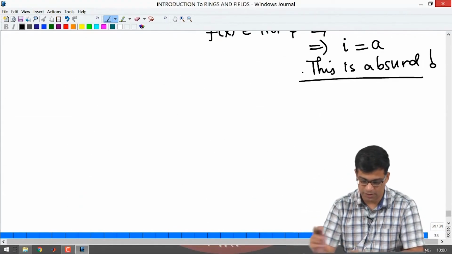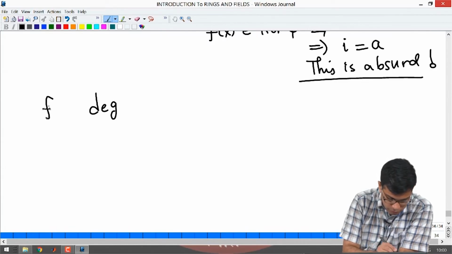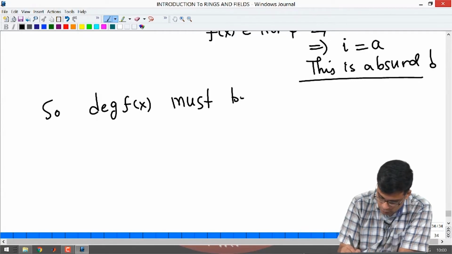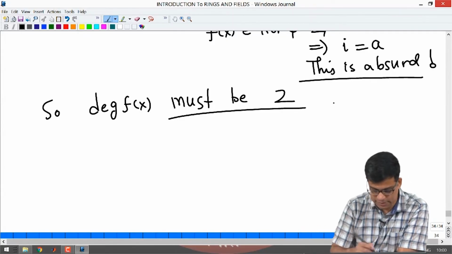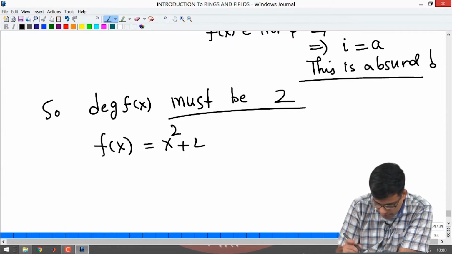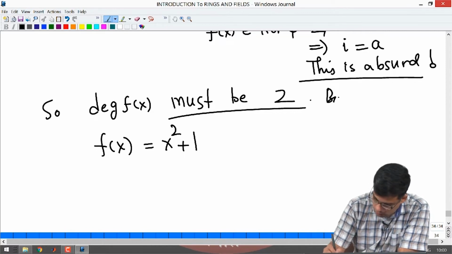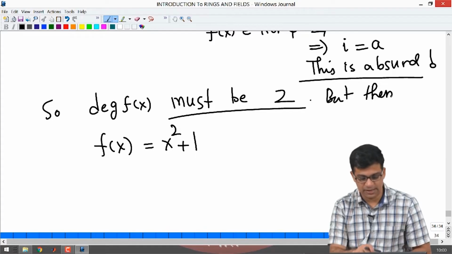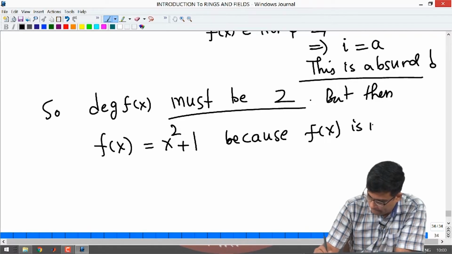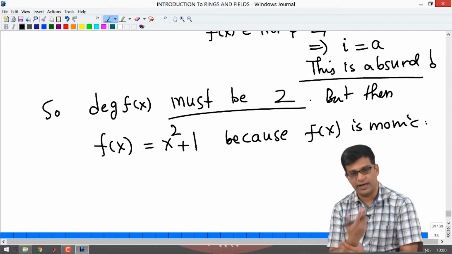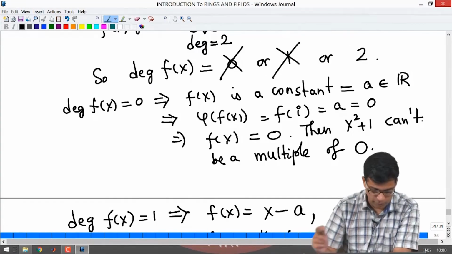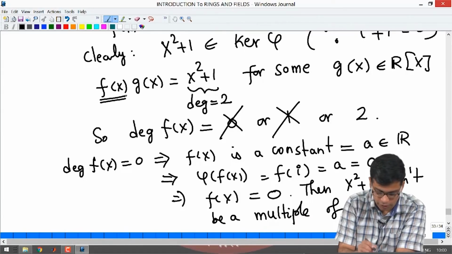So degree of f x must be 2, but that means f x is a multiple of x squared plus 1, but then degree f x is equal to this because both are monic. It is a degree 2 polynomial that divides x squared plus 1, that means it must be x squared plus 1 times a constant. Remember degree of f plus degree of g here is 2.